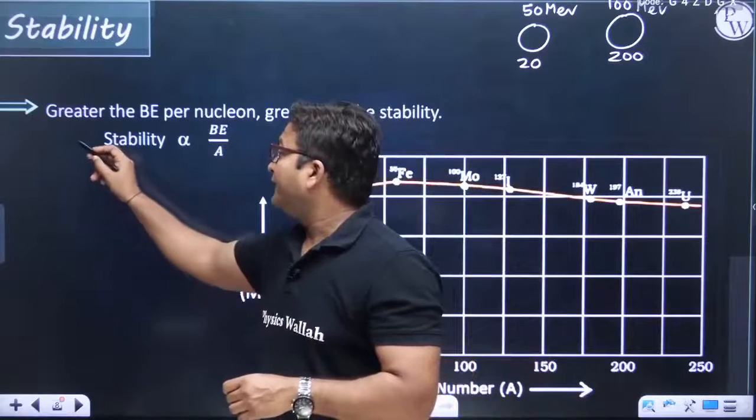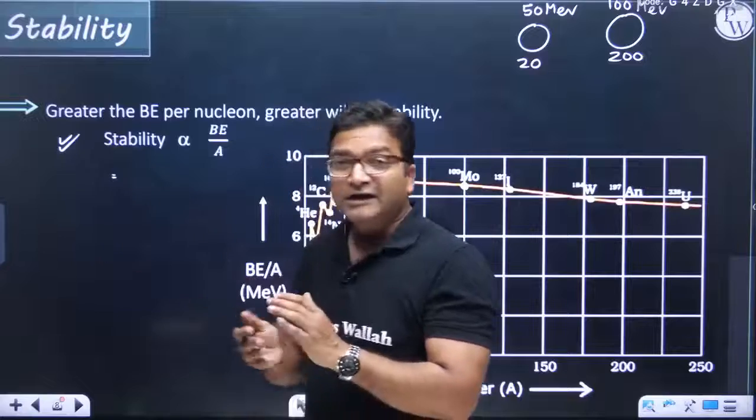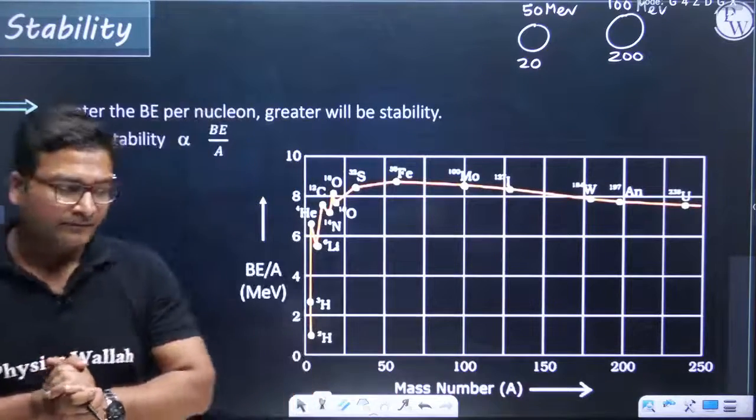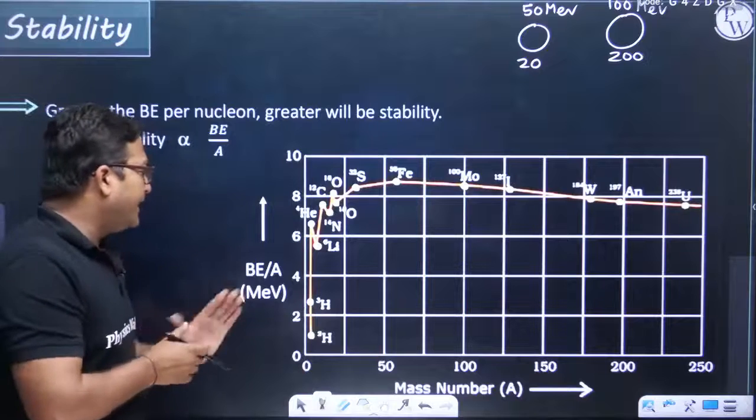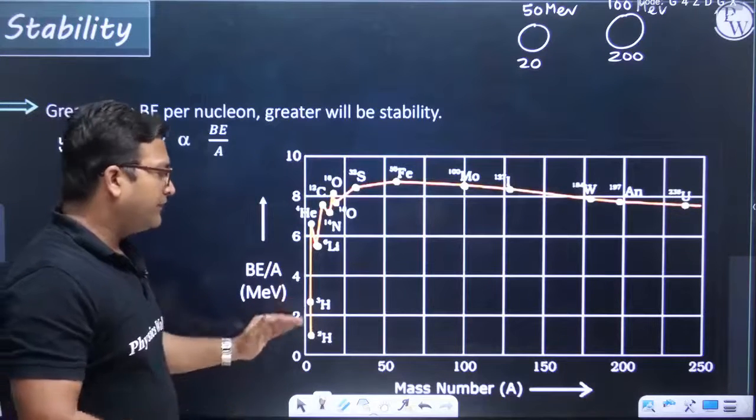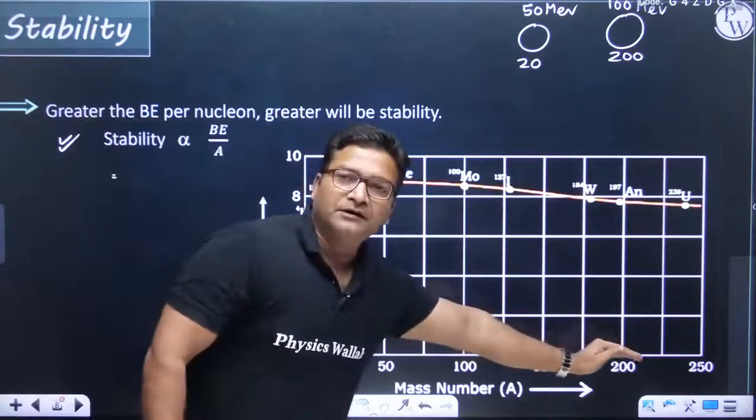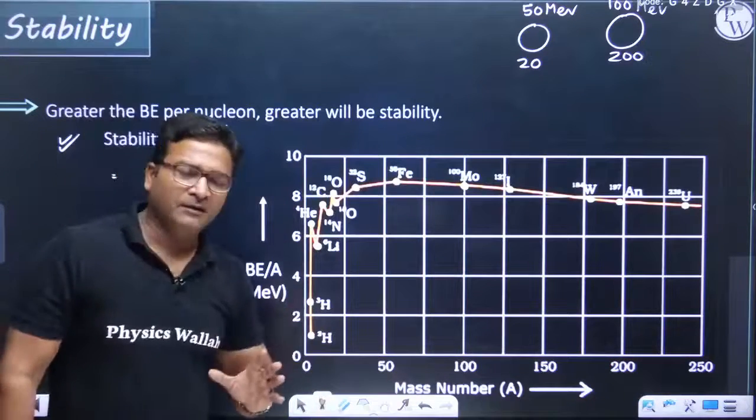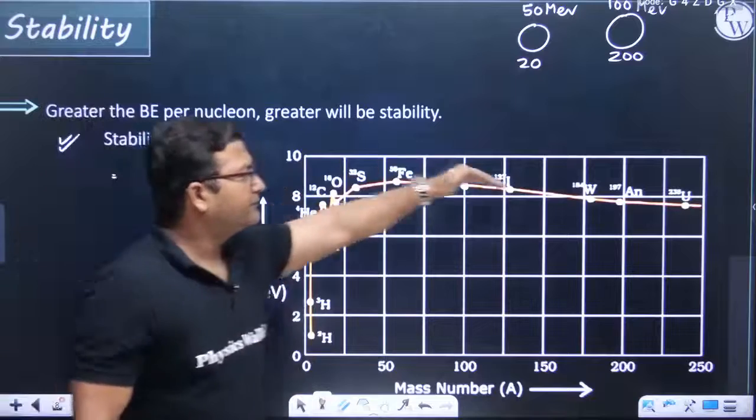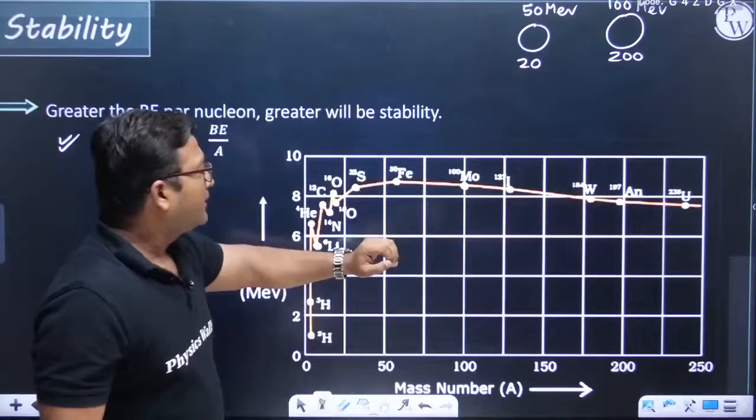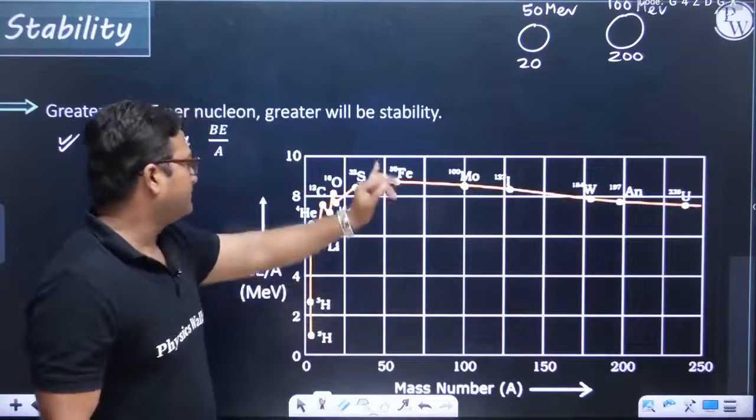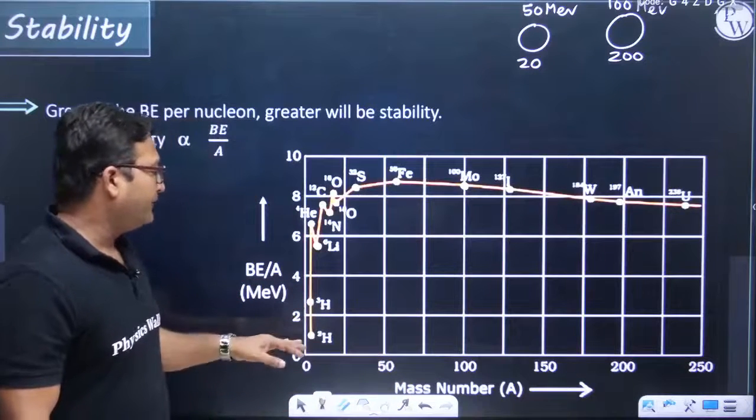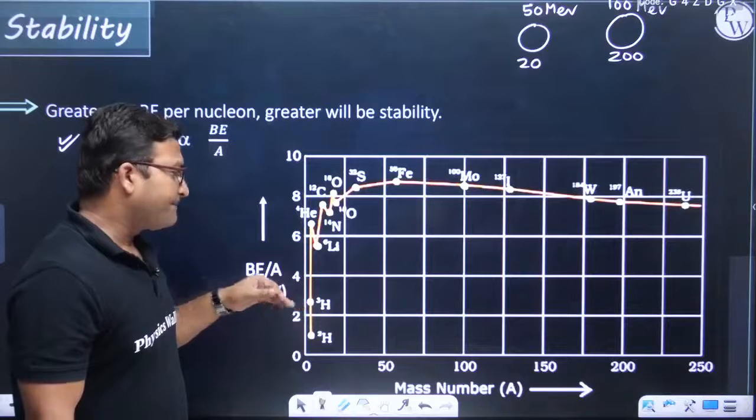So stability, you can say, is directly proportional to binding energy per nucleon. If we draw the binding energy per nucleon curve with respect to mass number of many elements, and you must have seen it in many books, the curve looks like this. Iron has the biggest binding energy per nucleon, so this is the most stable.